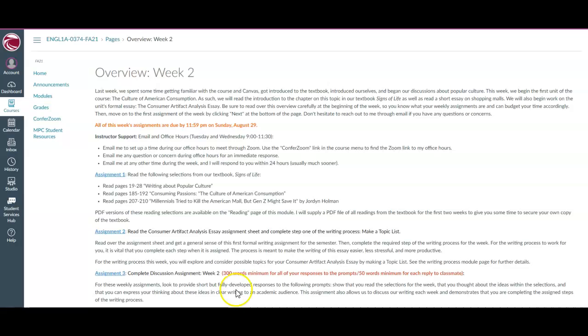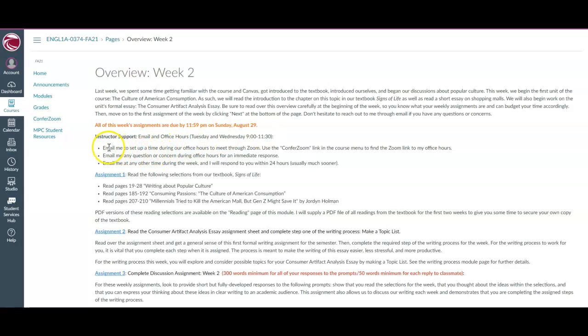So if we take a look at the very top of the overview page, it gives a quick summary of what we'll be up to this week. It then gives us the deadline for this week's assignments, which will be Sunday, August 29th, and that will be the day that your discussion assignment for the week will be due.